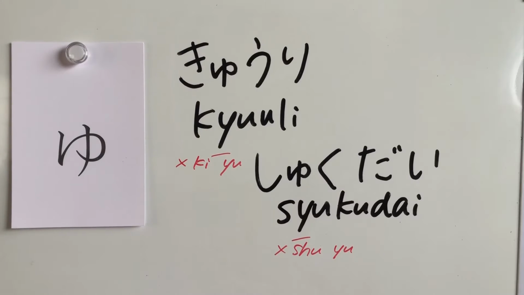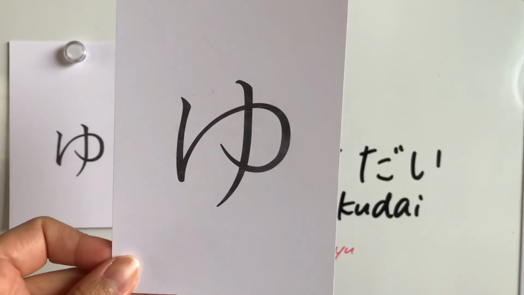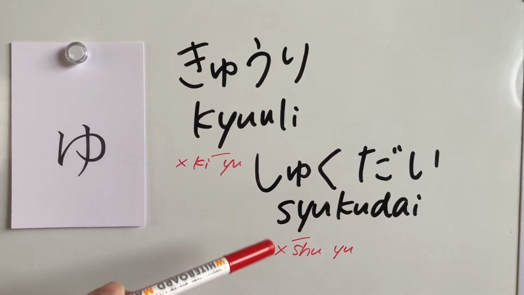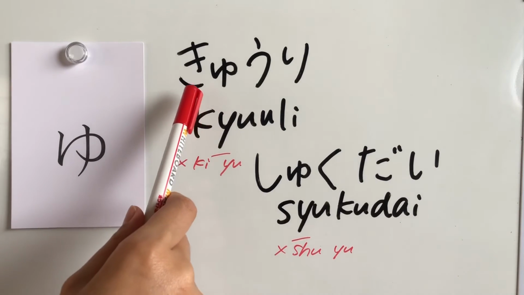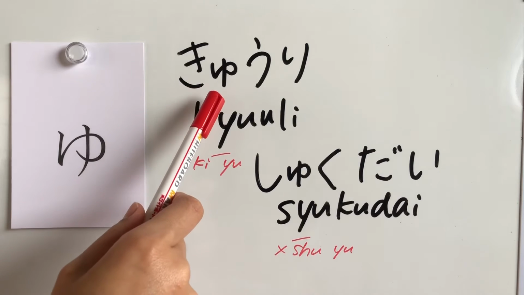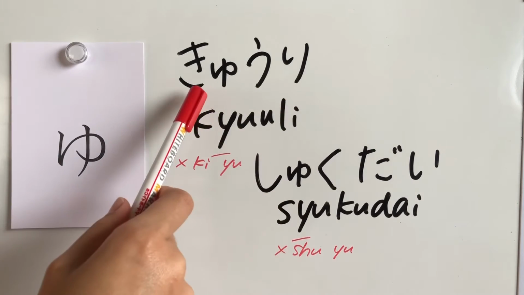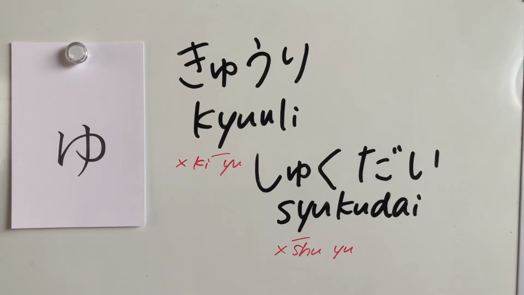Okay, so the next one is this small one, so this one is yu, right? And then this one is small yu. Okay, but this one is actually the same as the one before. So for example, we say this one is ki, small yu, ri, kyuri, kyuri.